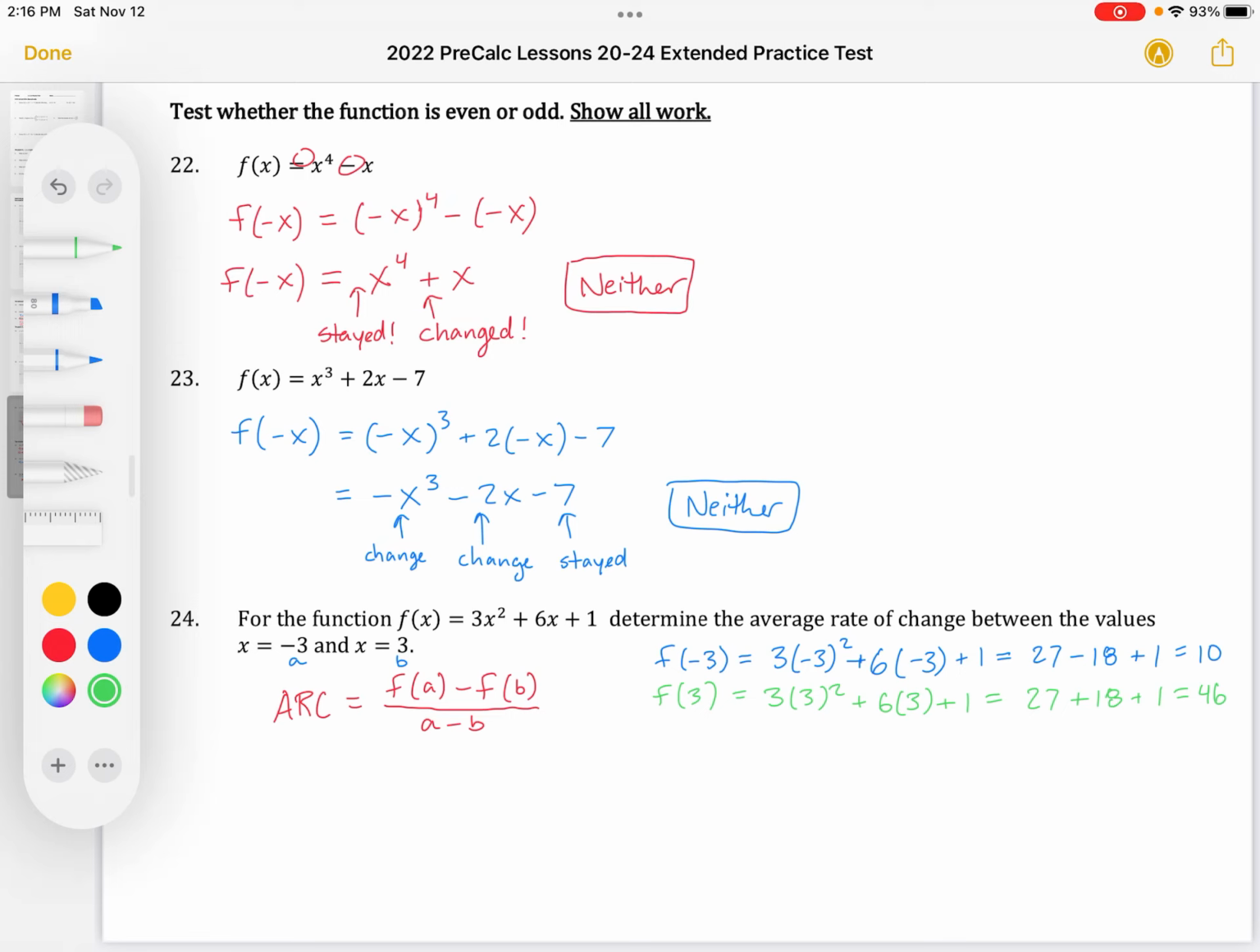All right, so now I'm going to plug those values into this average rate of change formula. So I end up with my f of a was 10 minus my f of b, which was 46. And then my a value was just -3 and b was just 3. So if we simplify that, we get -36 divided by -6, which gives you an average rate of change of 6.